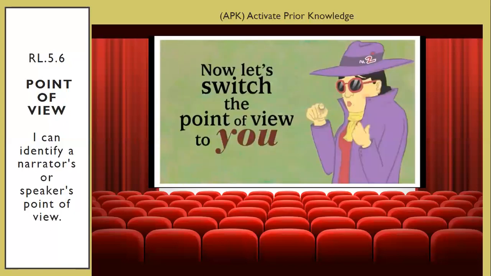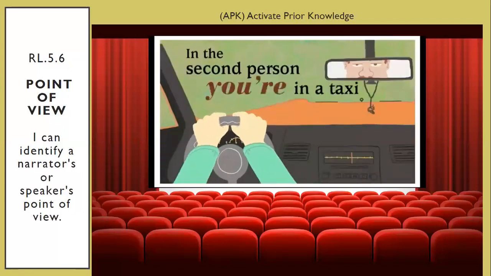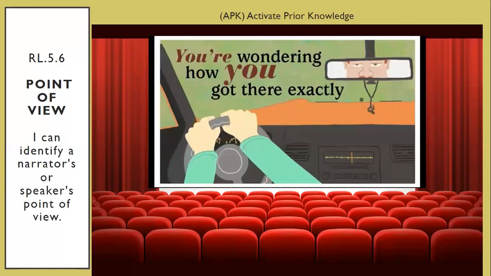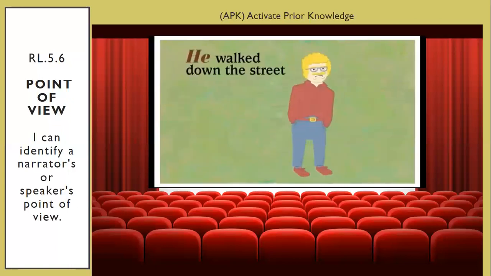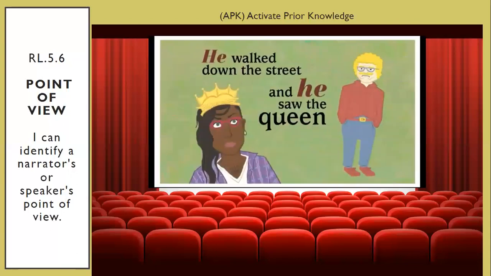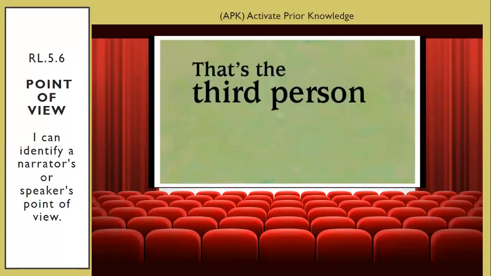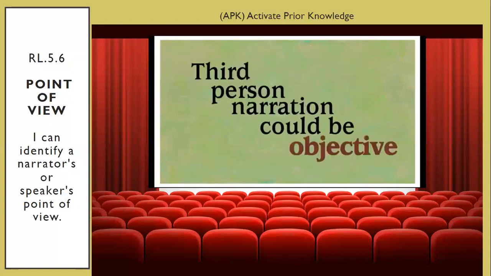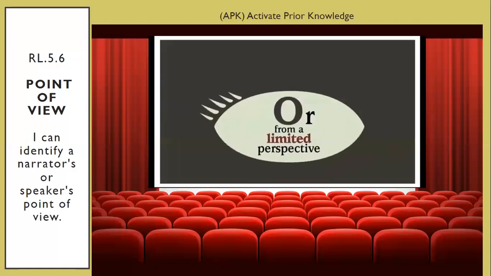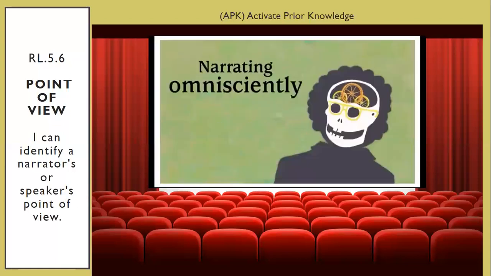Now let's switch the point of view to you. In the second person, you're in a taxi. You're wondering how you got there exactly. The third person is he or she. He walked down the street and he saw the queen. She was dressed hip like it wasn't a thing. That's the third person, take it from him. Third person narration could be objective, omniscient, or from a limited perspective. Can the narrator see in everyone's thoughts? Narrating omnisciently like a boss.